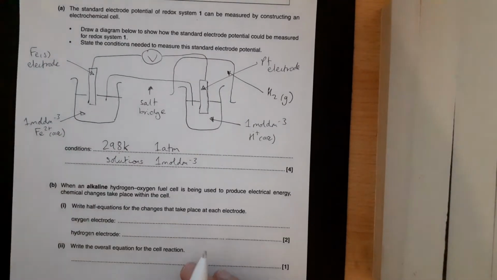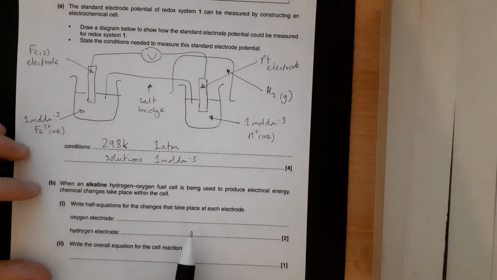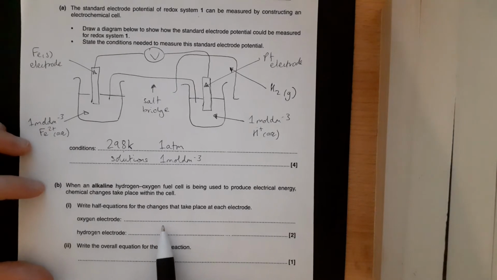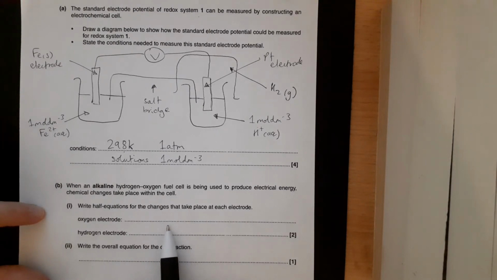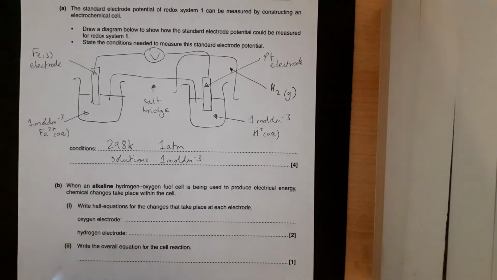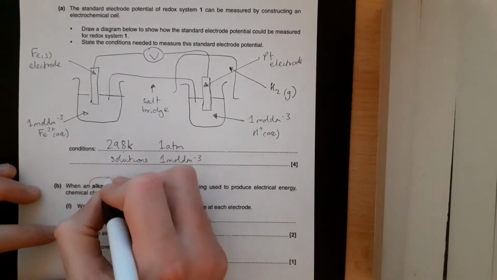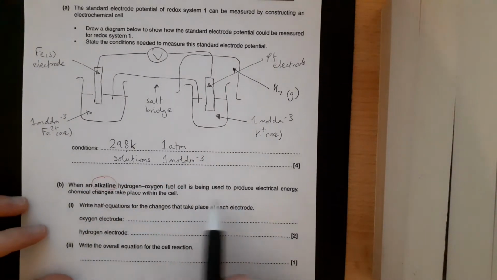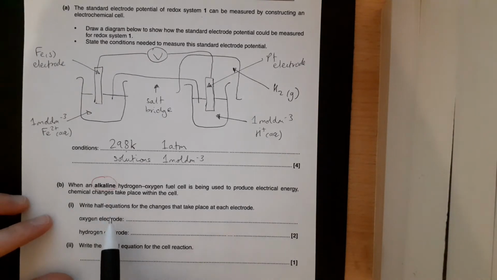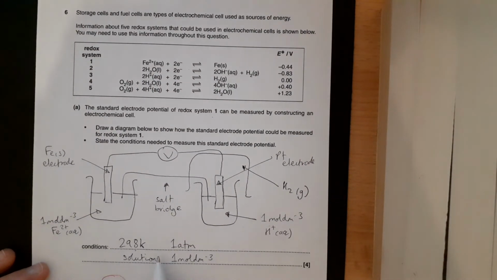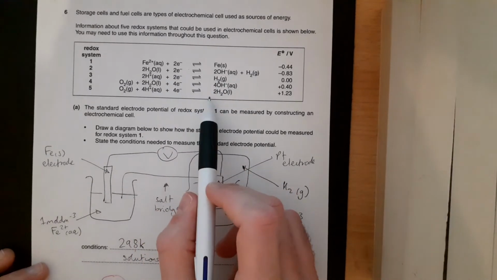Okay, this next question is quite a nice one. I want to show you this question because we need to be really careful here, because there's some key information in the question that we need to make sure we've looked at. So the key thing here is where it says, when an alkaline hydrogen-oxygen fuel cell, this pen's running out as well, an alkaline hydrogen-oxygen fuel cell is being used, write half equations for what's going on at each electrode. That matters.